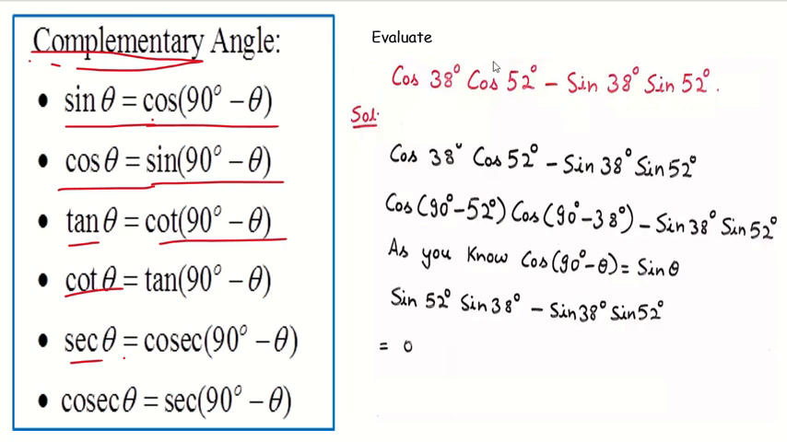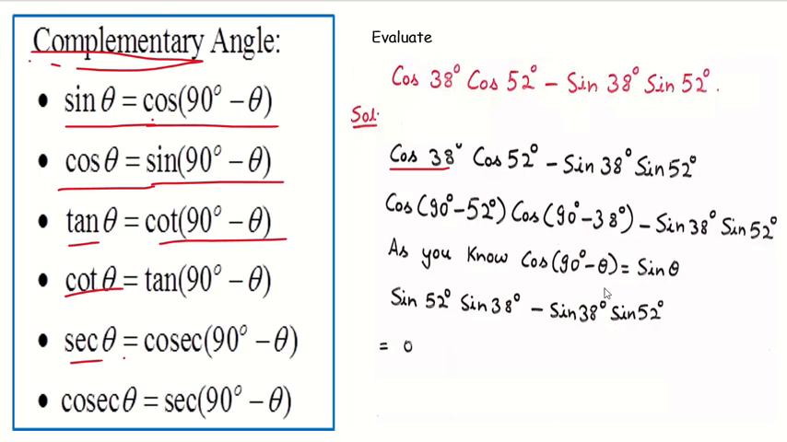So let us try to understand this through a problem. What have they given here? Cos 38 degrees cos 52 degrees minus sin 38 degrees sin 52 degrees. Evaluate means I have to find the value of this. What is cos 38? I can write it as cos of 90 minus 52 degrees. Yes. Same way, cos of 90 minus 38 degrees gives cos 52, and minus sin 38, sin 52 I keep as it is.